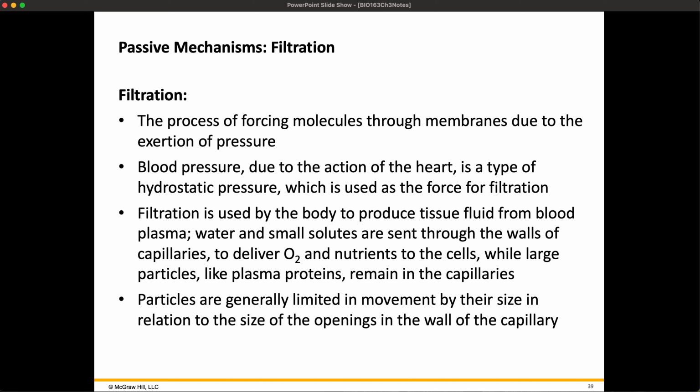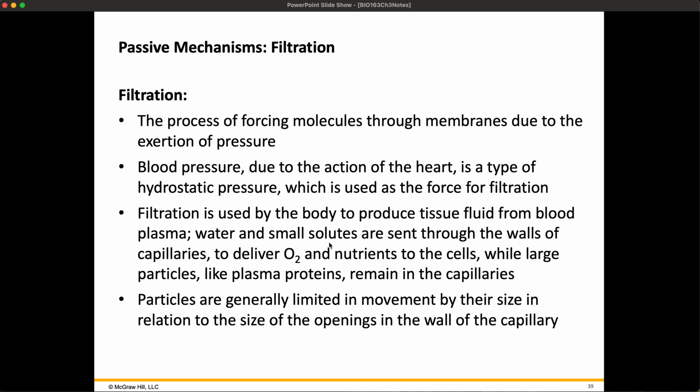Let's just say stuff. Blood pressure comes from the action of the heart, which is a type of hydrostatic pressure. So blood pressure is a type of hydrostatic pressure. It's that fluid pressure, and that's the force of filtration all throughout your body. It's used to produce tissue fluid from blood plasma, water and small solutes sent through the walls of capillaries to deliver oxygen and nutrients to the cells, while large particles like plasma proteins remain in the capillaries.